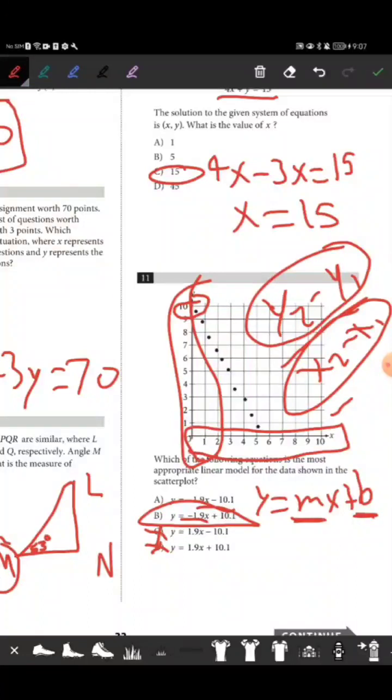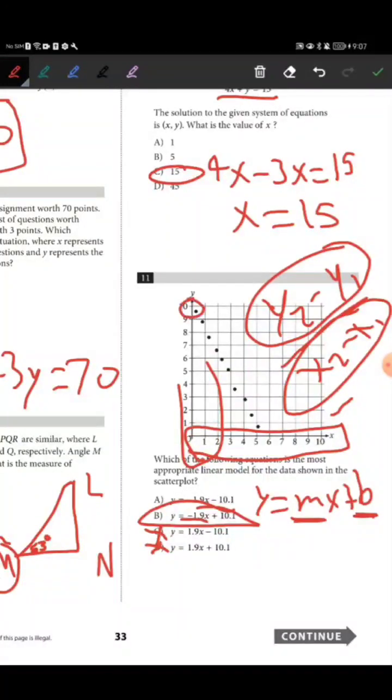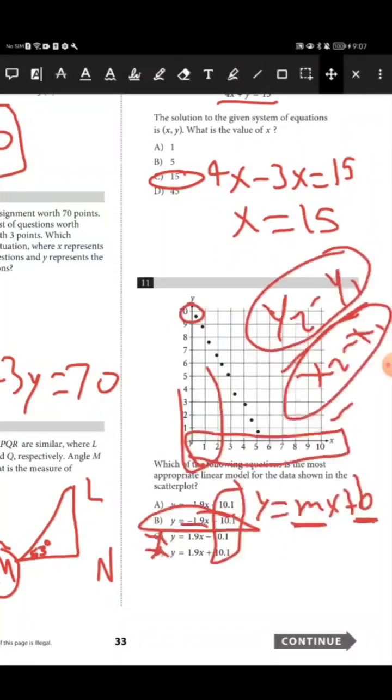And let me erase this hustle. And with the basic conclusion, we're gonna know that the starting point, or the y-intercept, is gonna be on 10.1, because it's the same number in all the answers. So the answer for this question would be B.